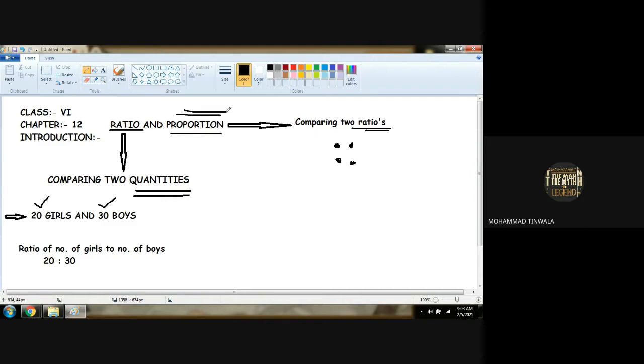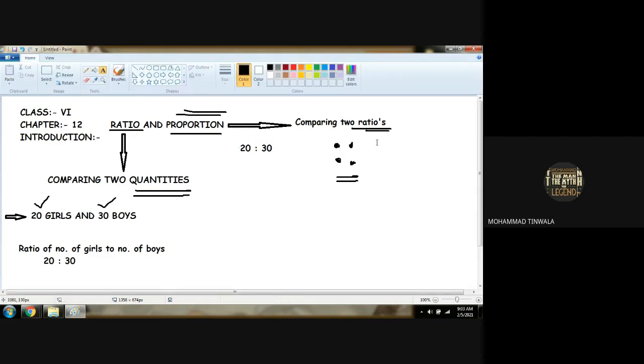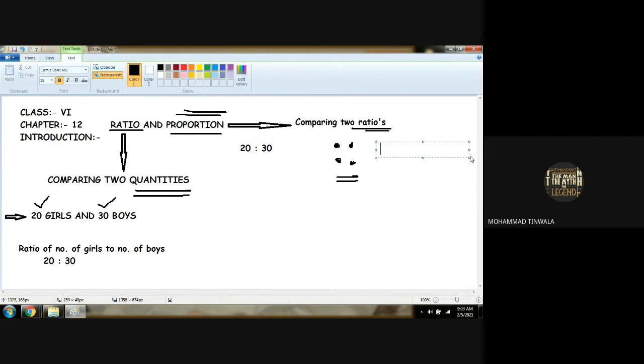Proportion. Now, when is there proportion? When both the ratios are equal, equivalent. If they are not equivalent, we cannot say that both the ratios are in proportion. Proportion means it has to be compulsorily equal. For example, the first ratio was 20:30. If I say the second ratio is 40:60.